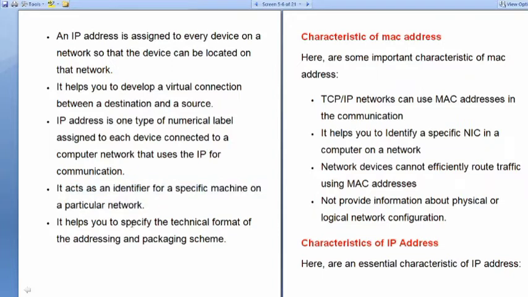Okay. And it helps you to specify the technical format of addressing and packaging scheme. So this is not that necessary for you all. Still, and then we go to MAC address.